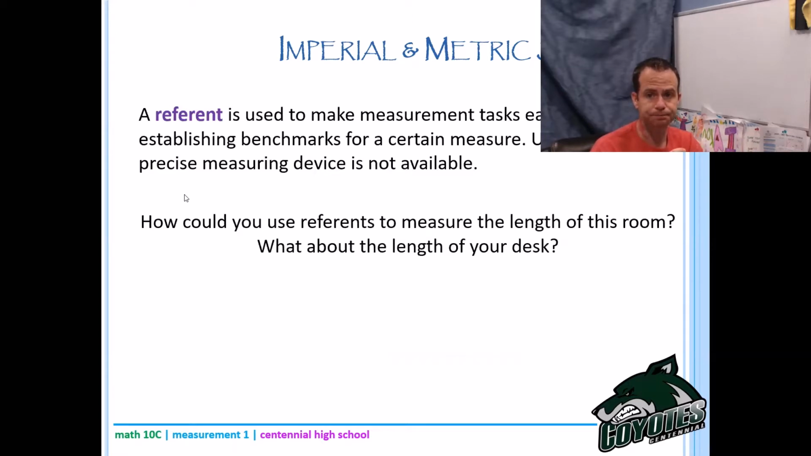Okay, so how could we measure the length of the room or the length of the desk? The desk I just talked about, maybe graphing calculators. The length of the room, maybe we could do it in people, maybe we could do it in paces. You know, a small pace is roughly a foot, or 3 paces is kind of a meter. Those would be referents to give us an idea of the space if we don't have an actual proper measuring device.